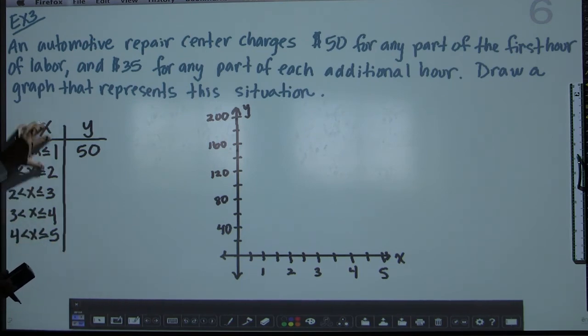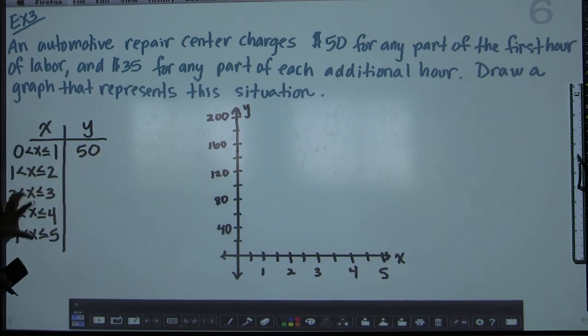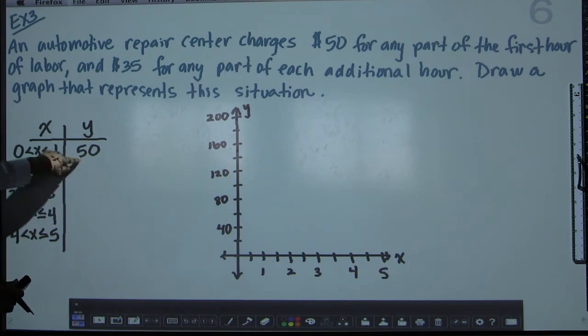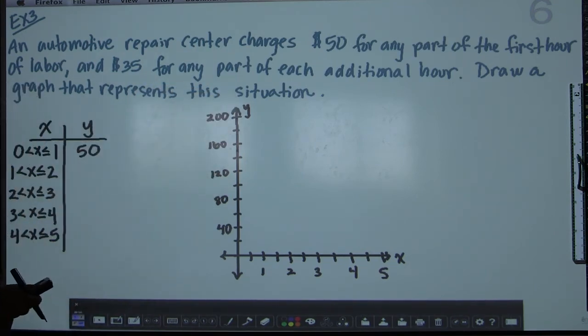So what we've got here is I've kind of got a chart put together for x values and y values, and I'm using integer intervals because I know that for any part from 0 to 1 hour, and notice that if it's 0, it's not equal to, because if it's 0 hours, then hopefully if they haven't worked on your car, they're not going to charge you for 0 hours. But 0.1, they start charging you, right? Anything, they'll start charging you. So for the first hour, you're only going to pay $50. Okay, but then it says for each additional hour, or any part of that hour, you're going to pay $35.